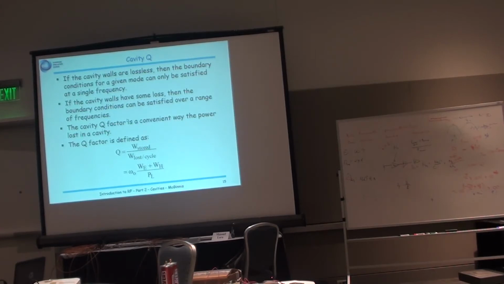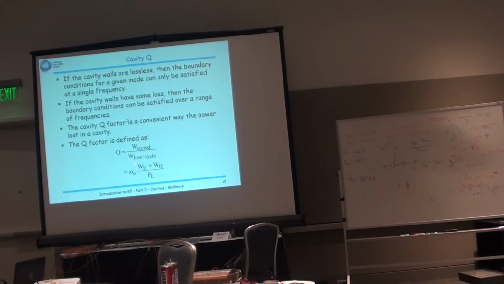Okay? So the Q is the Q factor, and it's for any resonator. It doesn't have to be an electromagnetic cavity. Any resonator's Q is defined as the energy stored in the cavity divided by the energy lost per cycle. That's the definition of the Q. So it's a dimensionless number. This is both energy, and that's both energy.